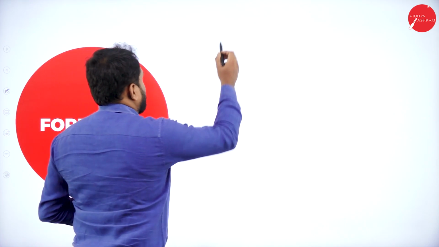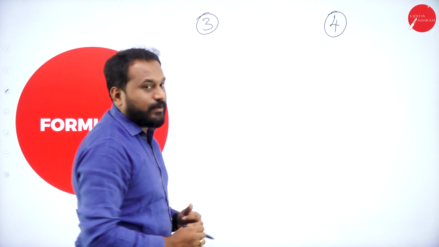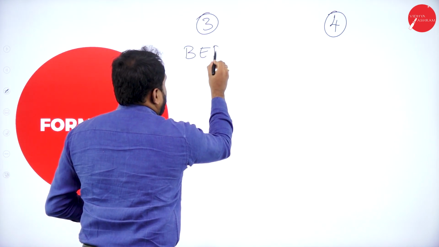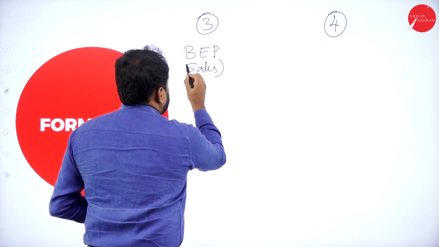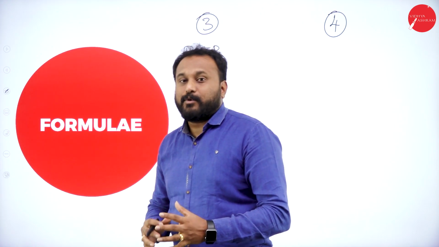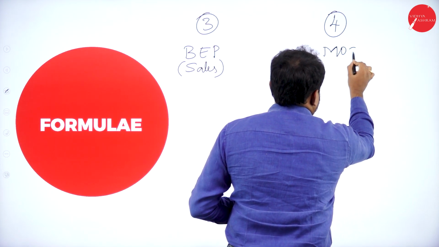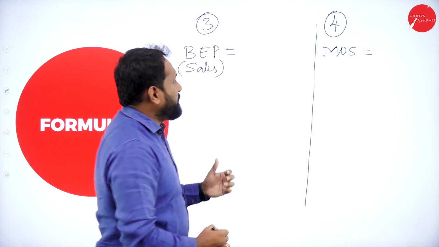Now we have a few more formulas. The next formulas which I'll be explaining to you are very simple. It is the third formula and the fourth formula. What is the third formula? What is the fourth formula? It's something called break-even point, BEP. Now you are supposed to understand break-even point. I am talking about the sales. Now BEP is of 2 types, that is break-even point sales and break-even point units. And there is one more formula called MOS. Now we'll just bifurcate this. What is BEP? What is MOS?